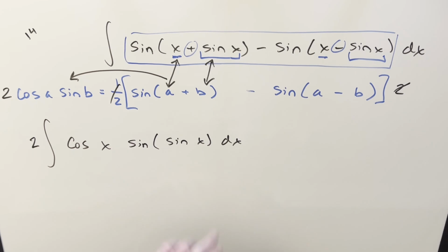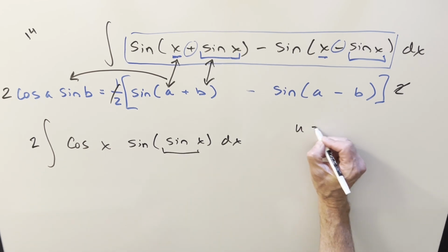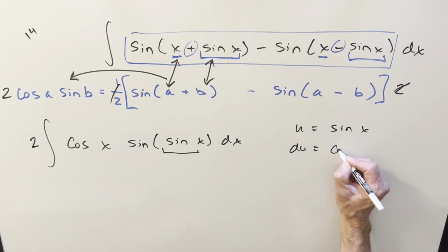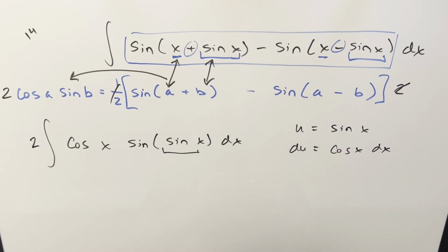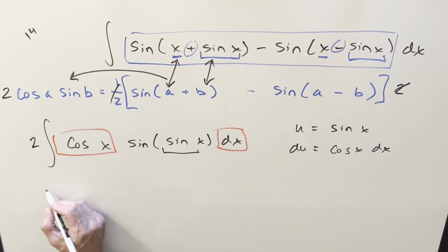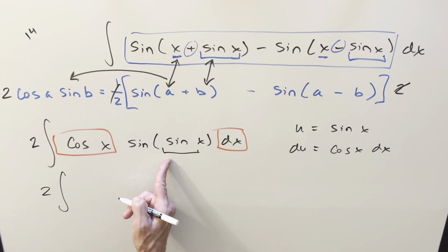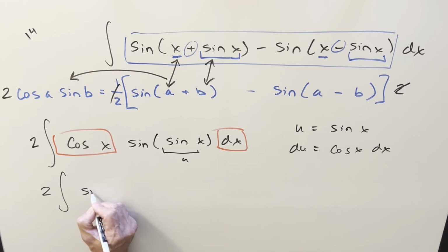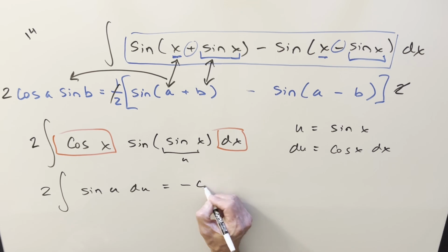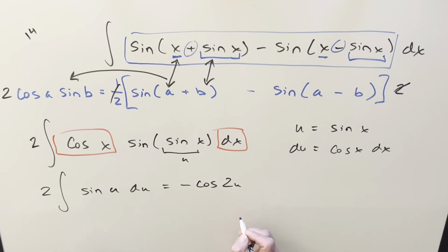But this right here is in good shape for a quick u sub. We'll just do u equal to sine x, then take a derivative, du is going to be cosine x dx. That way, this chunk right here, cosine x dx, is just du. Go ahead and substitute. It's all going to boil down to, like I said, this is u, so we end up with sine u du. Go ahead and integrate. That's going to be minus cosine u.